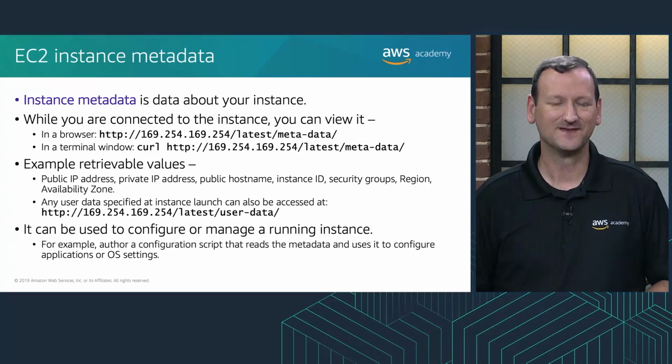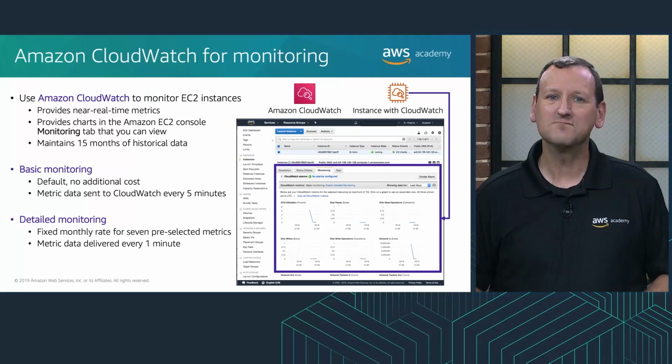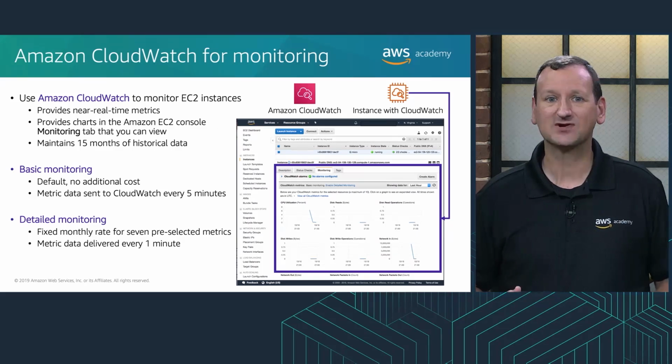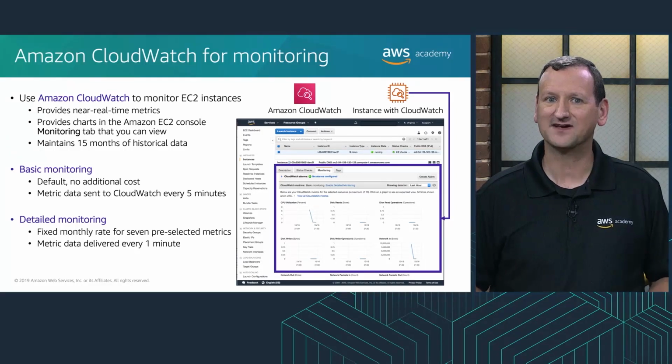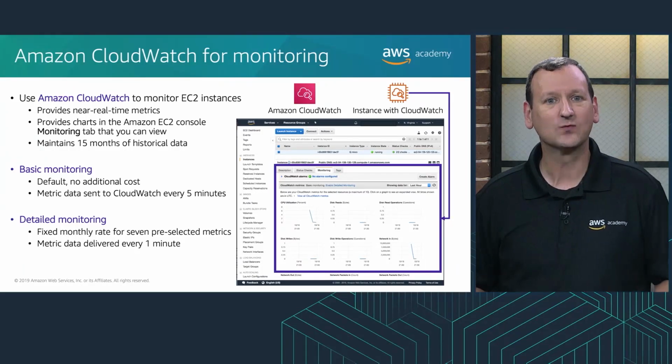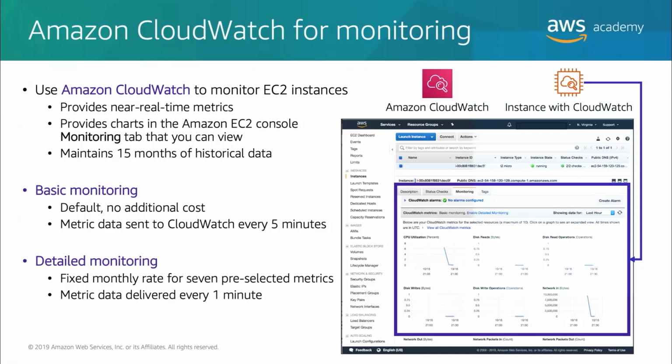For example, you can author a configuration script that accesses the metadata information and uses it to configure applications or OS settings. Finally, you can monitor your instances using Amazon CloudWatch, which collects and processes raw data from Amazon EC2 into near real-time metrics. These statistics are maintained for 15 months, so you can access historical information and gain a better perspective on how your web application or service is performing.